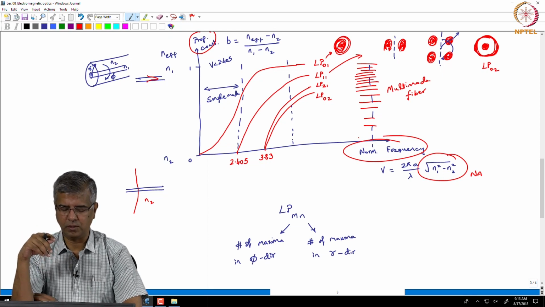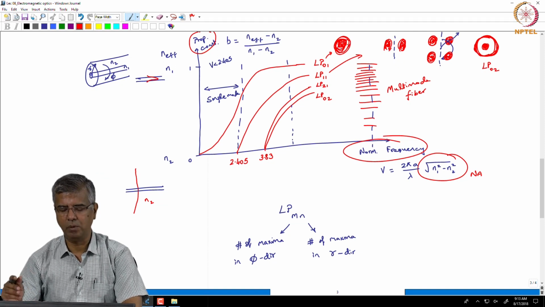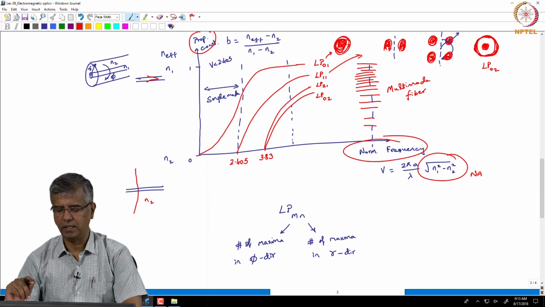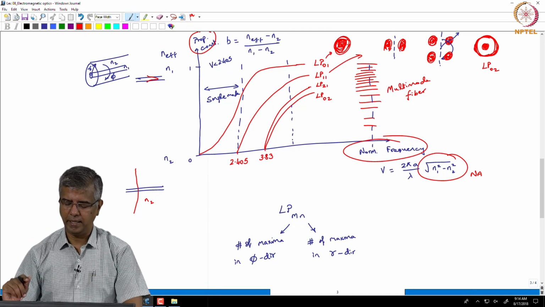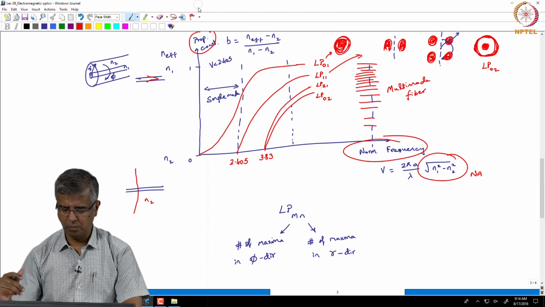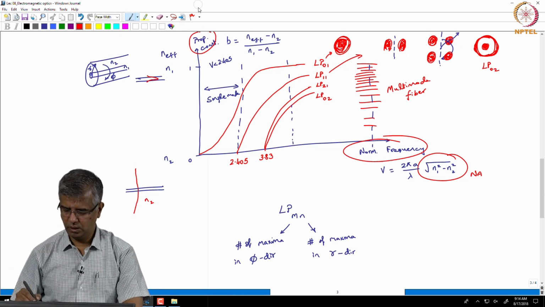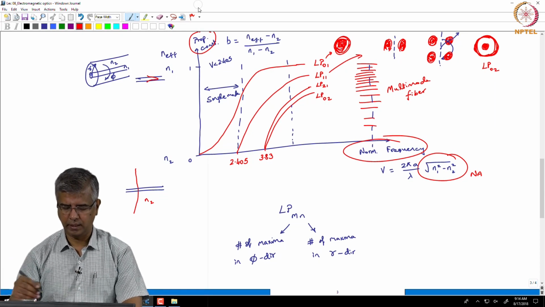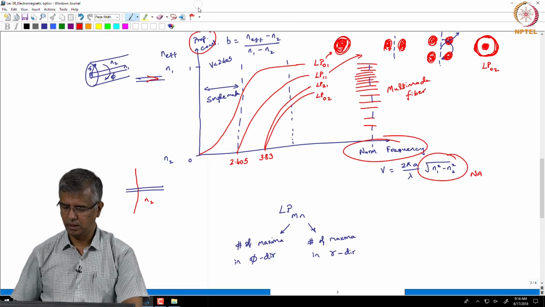So, if you look at this picture, the fundamental mode corresponds to a Gaussian pattern, which has a maximum intensity at the center and trails off as it goes away from the center towards the edges. And then beyond a V number of 2.405, you have the next mode, and so on, and the higher order modes.